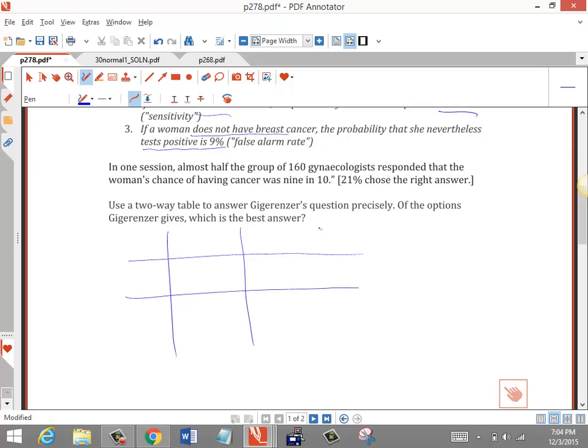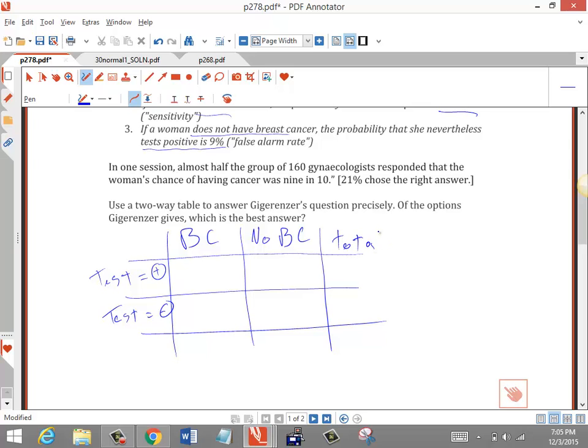Like tic-tac-toe, but we're going to draw with 3, okay? So we're going to write the test is positive, or the test is negative. And then up here we're going to say they have breast cancer or they don't have breast cancer. And then here are going to be our totals. What we know is a bunch of percentages, and we want to turn these into raw numbers to help us understand what's going on.